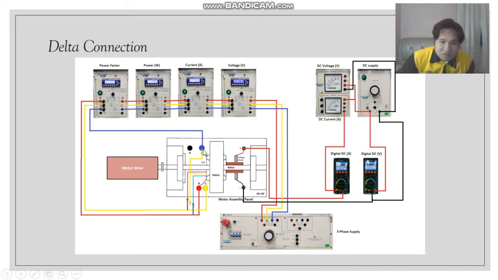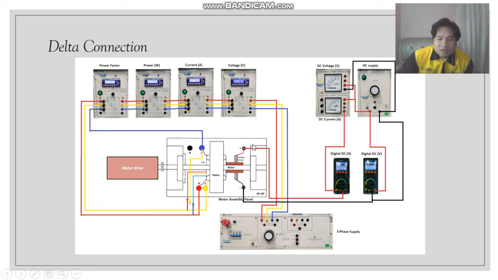As you can see here, the blue phase is connected to the yellow phase, the red phase is connected to the yellow phase, and the blue phase here is connected to the red phase. So this is a delta connection. And by the way, delta connection is a three-phase, three-wire system, meaning there is no neutral connection for our delta connection.